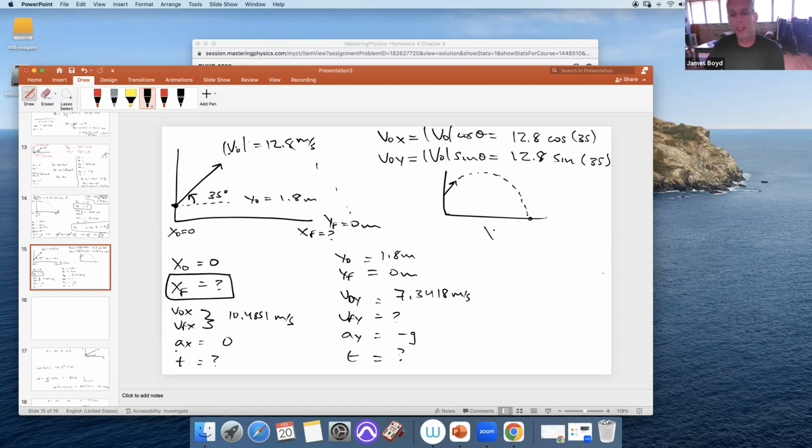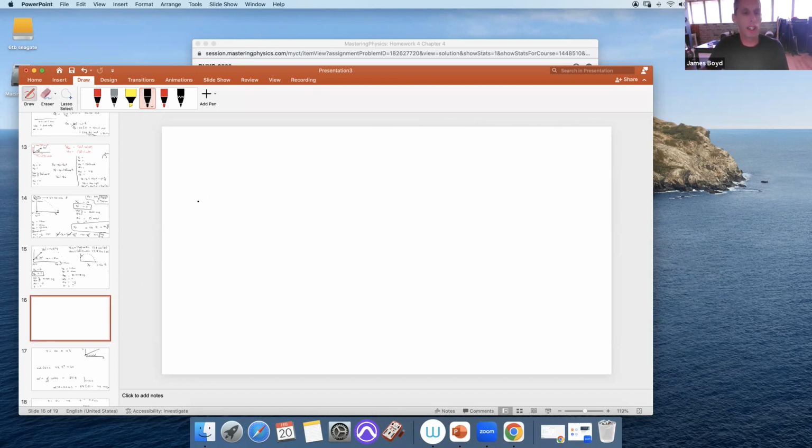We also know that we only have one equation in the X. X final minus X initial is V of X T, but again, X initial will be 0. V of X we know, we need to find T. T is going to be a little bit harder to find in this case. And the reason why is, if we just look in the Y, just treat this as a free fall problem.